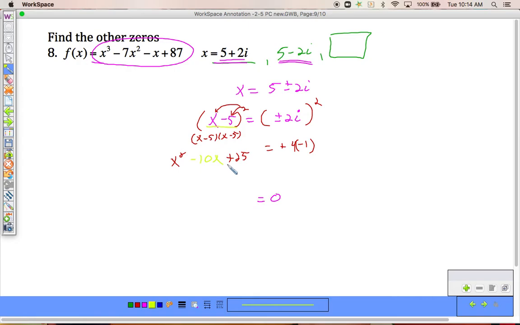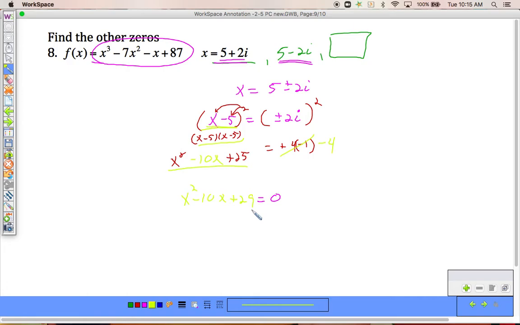All right. FOIL this, or do the shortcut: square the first, square the last, multiply and double. It's a quick, easy way to do it if you see it. I can talk about it in class if I need to. Then over here, that turns into a negative 4. Now I'm going to move the 4. Get x squared minus 10x plus 29.